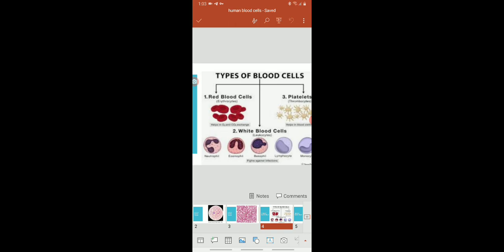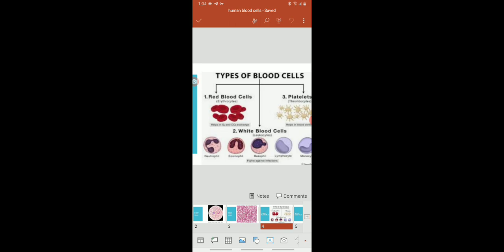Now see here, the first one, red blood cells. We can easily observe these are circular and biconcave. The most important thing is that red blood cells are non-nucleated. In male, and in female also, these are in millions, and the lifespan of these RBCs is 120 days. The important function of RBCs is that they contain hemoglobin, a respiratory pigment. It is responsible for the exchange of oxygen and CO2.